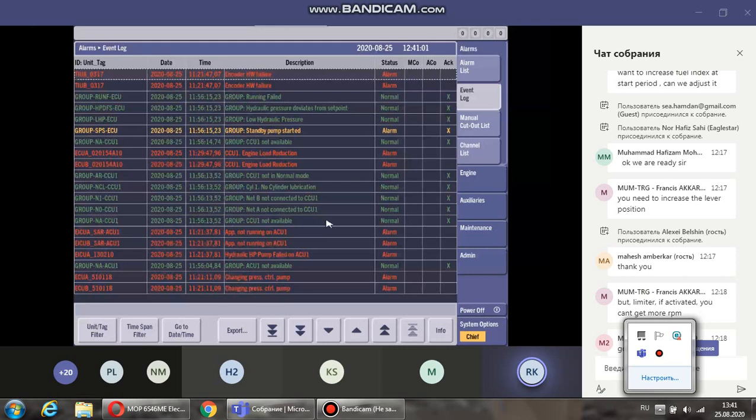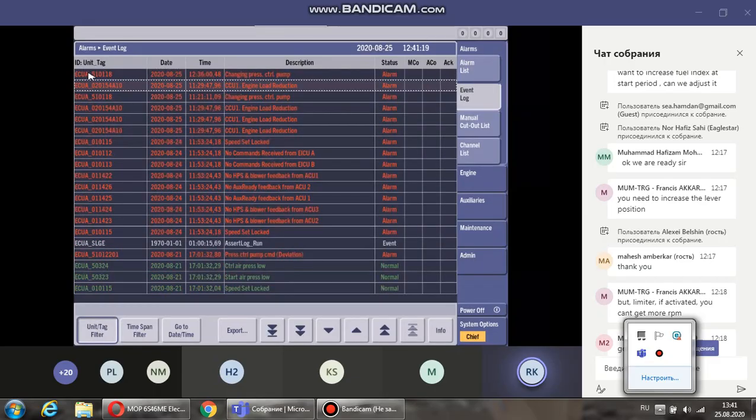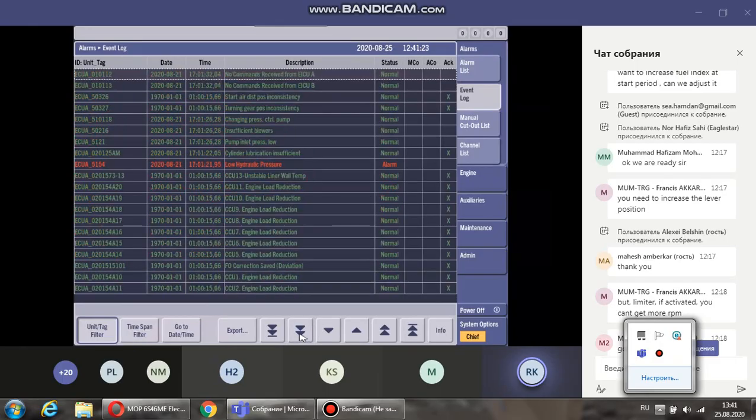To them in the system. So we can see that we have quite a few alarms. So we want to reduce the amount of alarms. So we'll just put in ECUA as the unit and press apply. So all the alarms for ECUA that have ever happened will be shown now on your MOP screen.